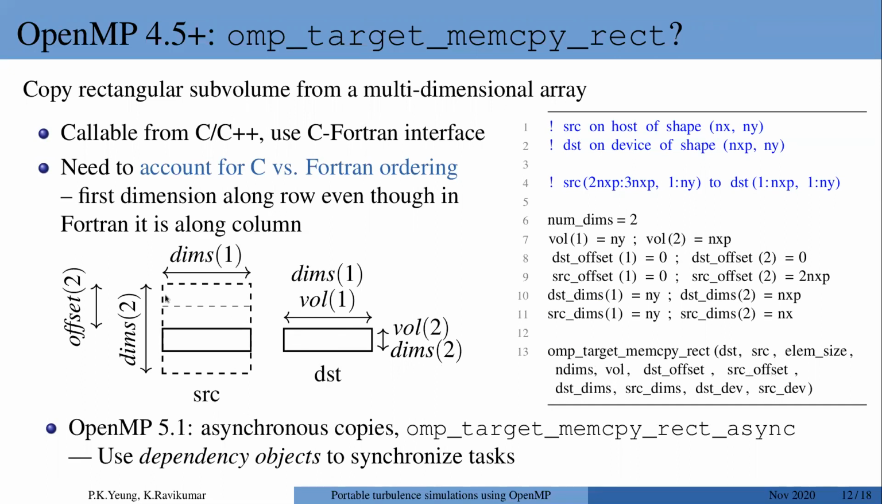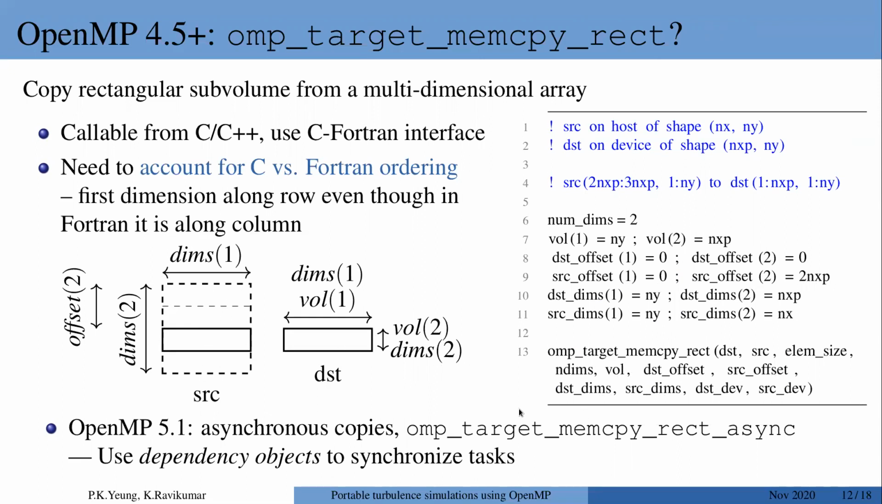The offset would be the number of elements from the beginning of each dimension. So for this example, since we're copying the third pencil, the offset in the column-wise direction would be 2 pencil widths, that is 2 NXP. And then in the row-wise direction, since we're copying from the very first element in the row, the offset is 0. And then the last set of parameters is the dimensions, which is basically the number of elements in the row and the column-wise direction for the source buffer and the destination buffer.